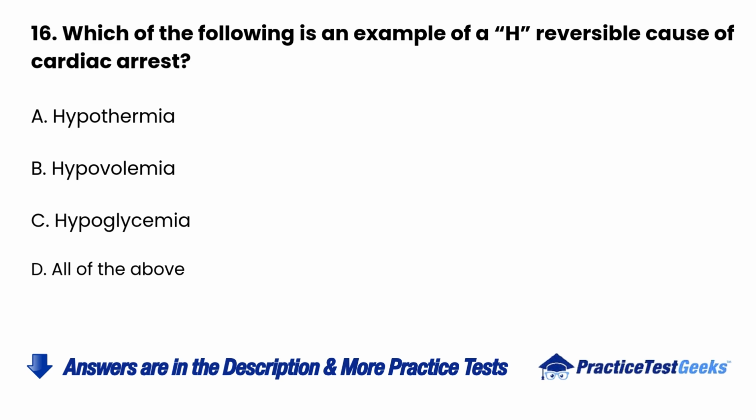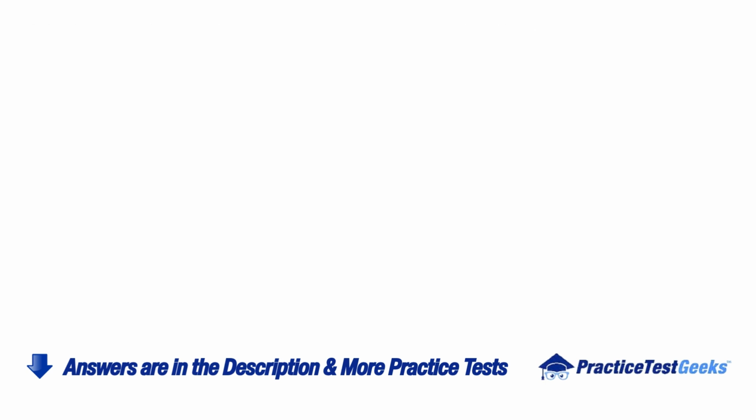16. Which of the following is an example of an H reversible cause of cardiac arrest? A. Hypothermia. B. Hypovolemia. C. Hypoglycemia. D. All of the above.